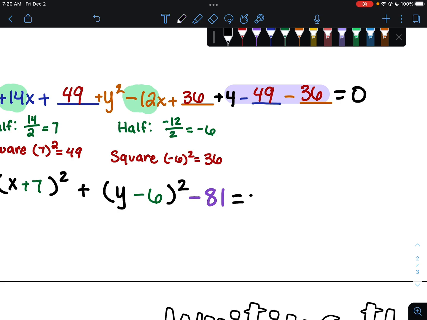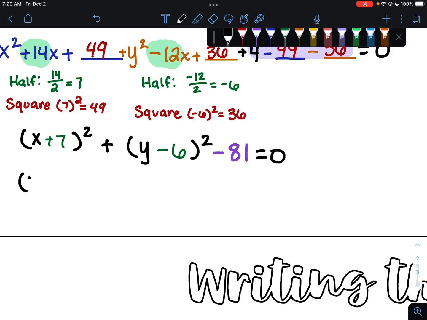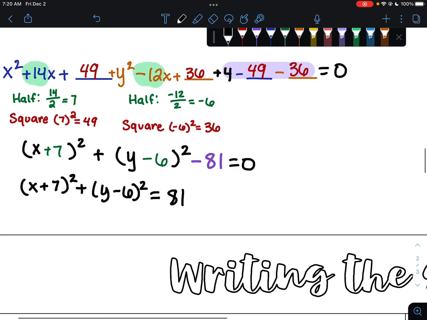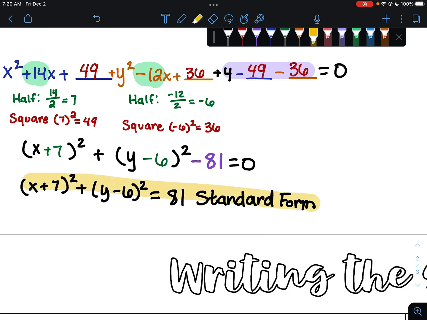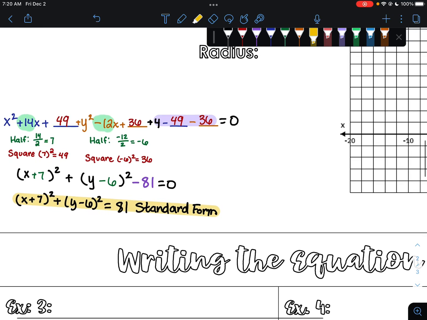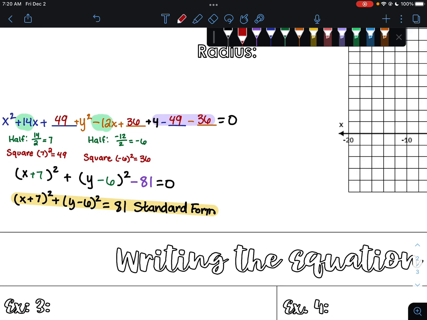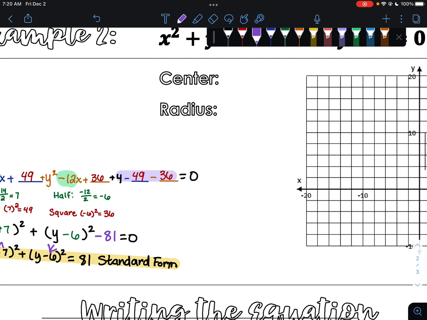This is still set equal to 0, so there's one more thing where we just have to move over that 81 by adding it to both sides, and then we have it in standard form where we can identify our vertex and our center. So here is standard form. Looks like that. So my center is h comma k, opposite of that number, opposite of that number. So my center is going to be negative 7, 6.